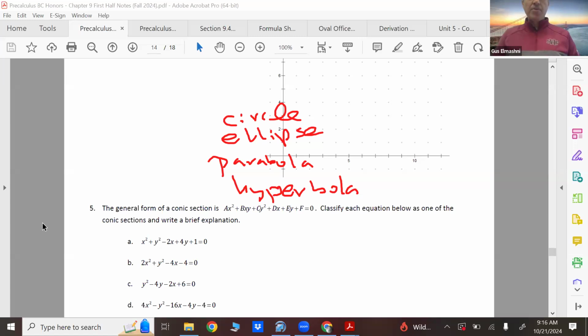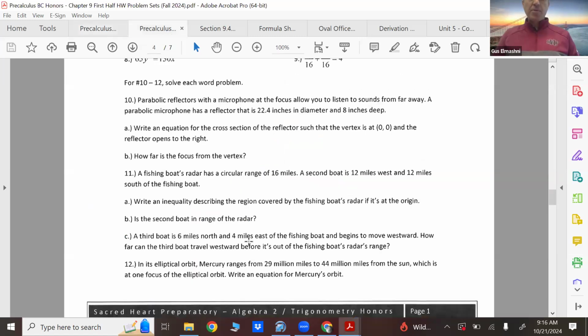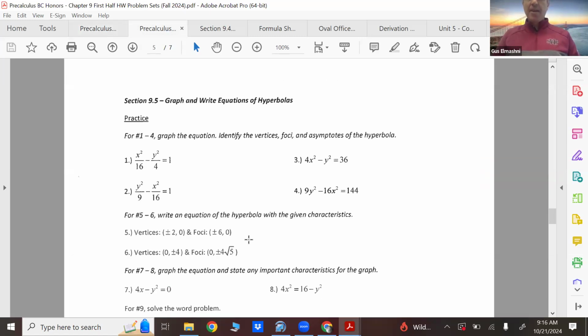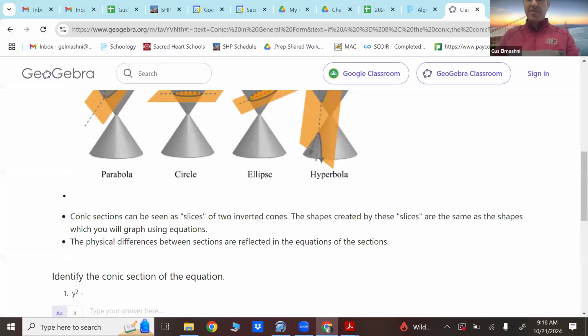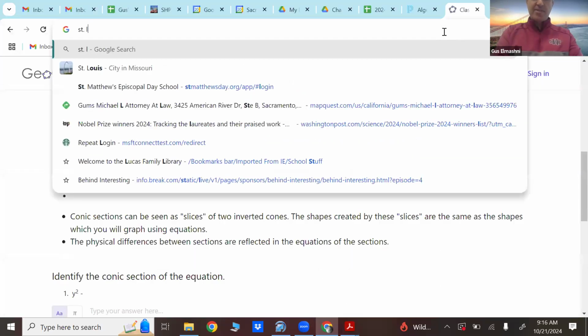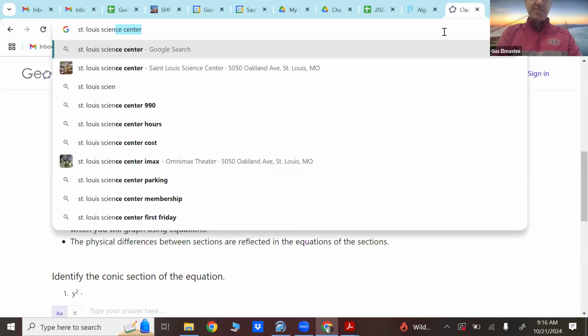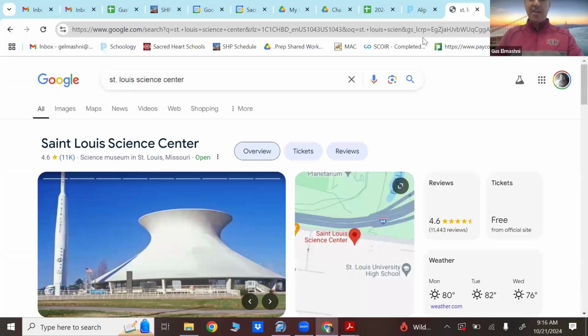So anyway, homework is very simple. If you guys want to get a start, you've got about nine minutes. It's 9-5, guys, just 9-5, problems 1 through 9. Ooh, that's a good word problem. This is some science center in St. Louis. The roof is actually the St. Louis Science Center. Yeah, there you go. That's the shape of the Science Center.